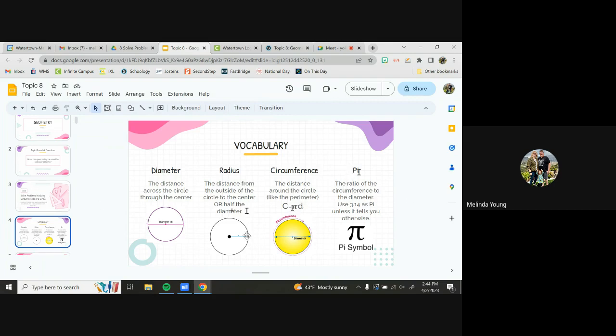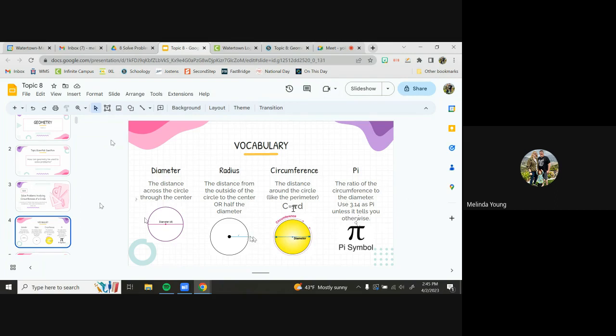And then again, pi is, if you want to get very specific with it, the ratio of circumference to the diameter. It is always 3.14. Use 3.14 as pi unless it tells you otherwise. Every once in a while, there's a fraction version of pi that's like 22/7. Sometimes they will say in the directions to do that. So just make sure you're reading the directions fully. Most of the time and on your IXL today, they will tell you to use 3.14 as pi. Okay. And then pi always looks like this symbol.